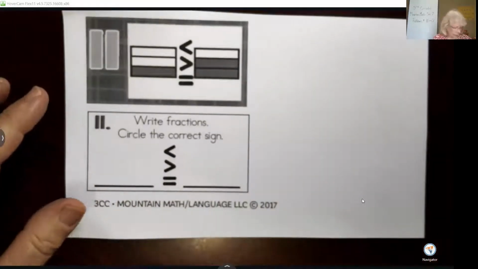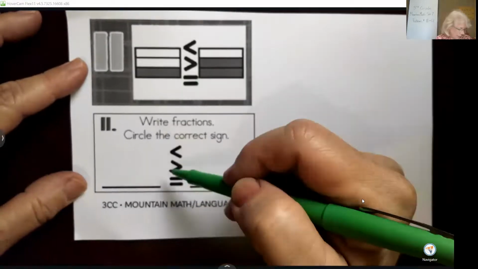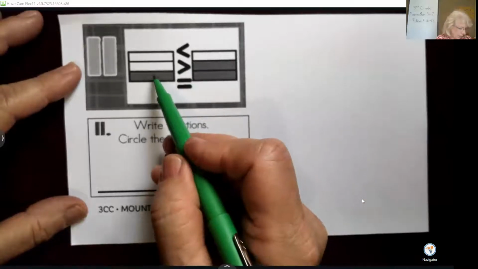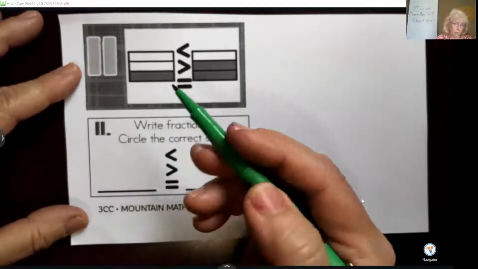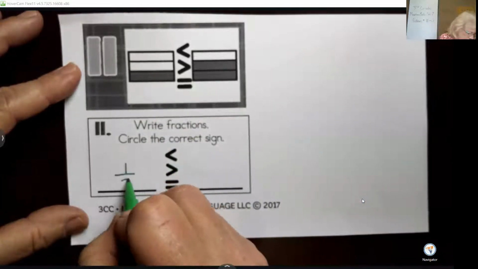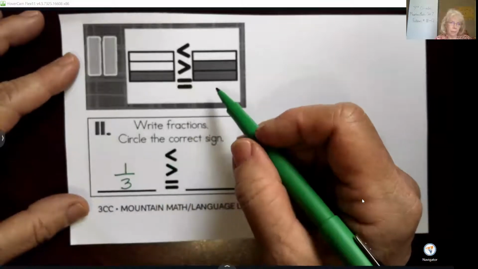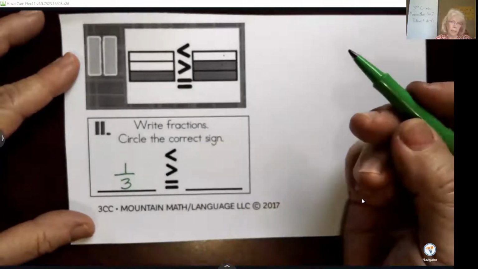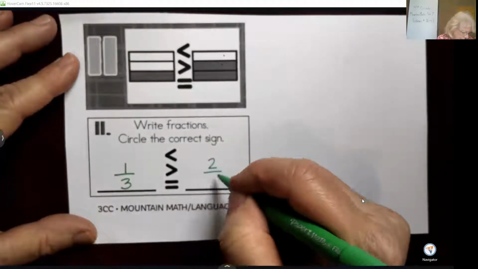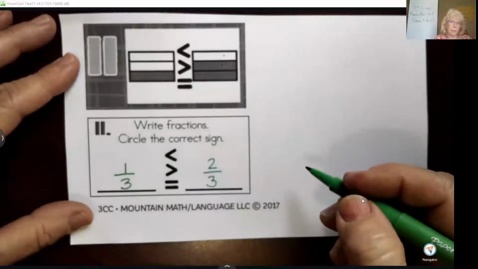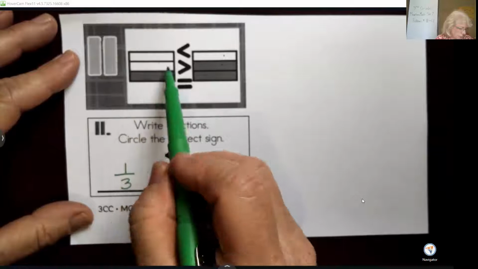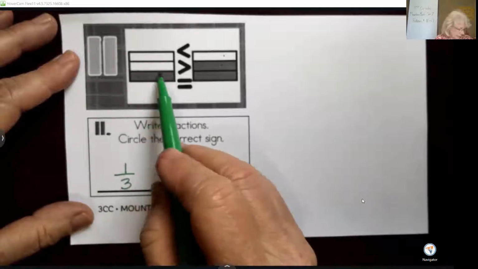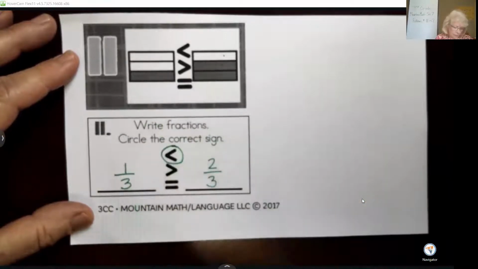Problem 11 is another fraction problem, and we have to write in the fraction on each side. So on this side, we have 1 part out of 3 equal parts in one whole, and that is 1/3. Okay, and on the right, we have 2 parts shaded out of 3 equal parts in the whole, and that is written this way, 2/3. So you can see if this was, I don't know, a cake or something that you cut up, or a candy bar, this side is less than this side, and so we circle this one.